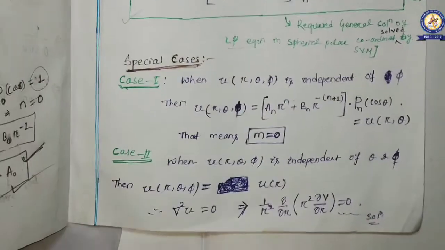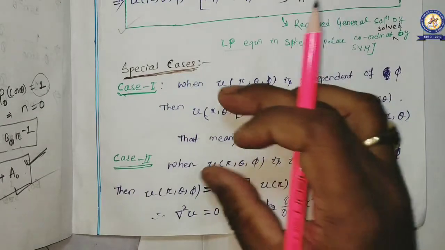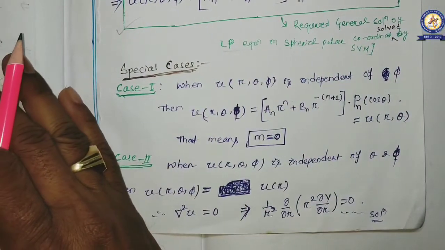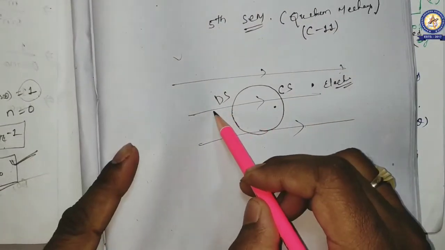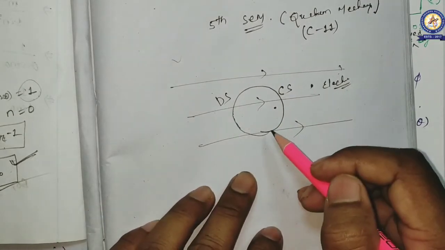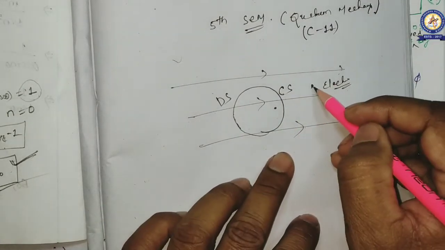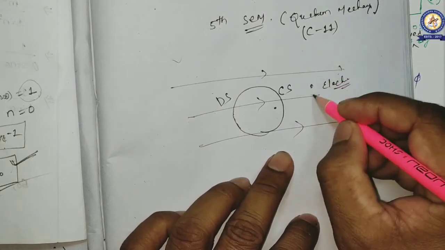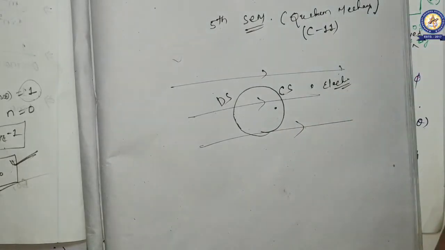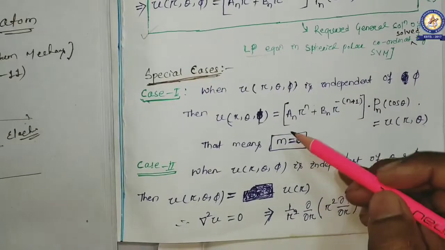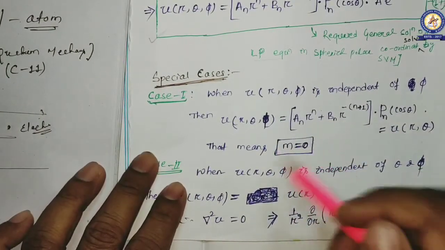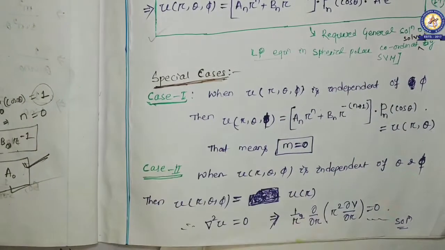Why I discussed these two cases: because these two cases will be useful whenever we discuss a dielectric sphere or a conducting sphere in an electric field, and what the resultant electric field will be outside the sphere and inside the sphere, which we will discuss in our preceding classes. For that, this case is important. How it will be important, we are going to discuss in those classes.